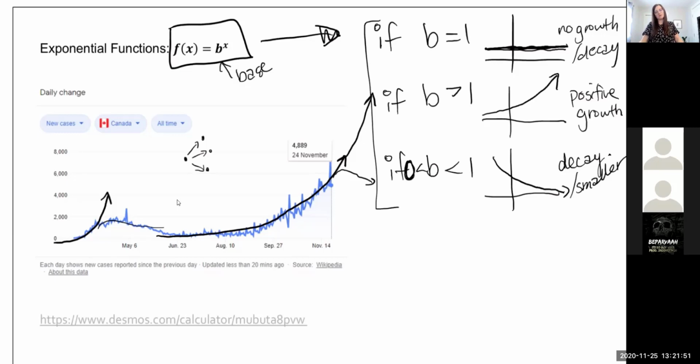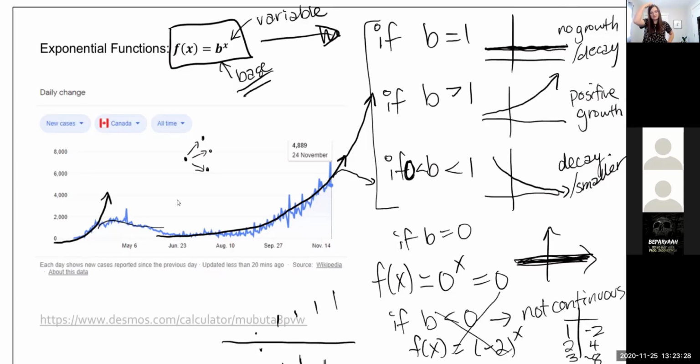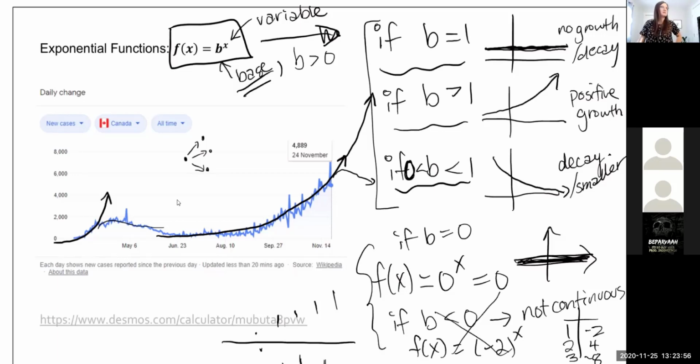Now, what happens at 0? That would mean you'd have 0 to the power of x. It doesn't matter what x is, it's always going to be 0. So it's kind of irrelevant to have a 0 case. Nothing's happening. There's no multiplier or anything. So we typically define b to be greater than 0 because those are the useful cases. It's not like a domain restriction or anything. It's just generally we're assuming b is greater than 0. It's a positive multiplier of some kind.